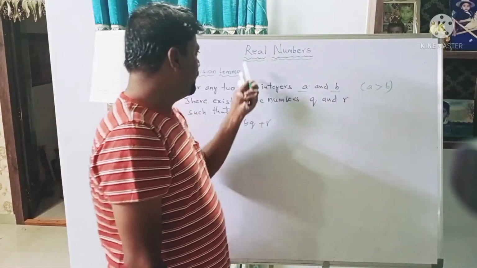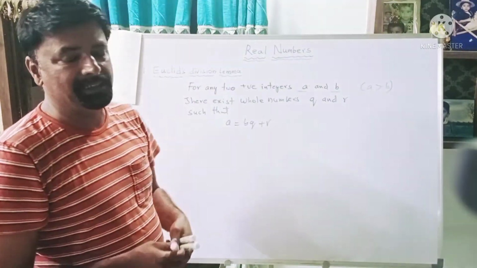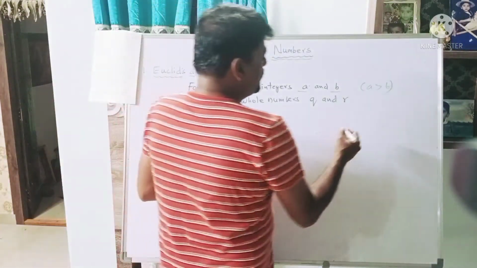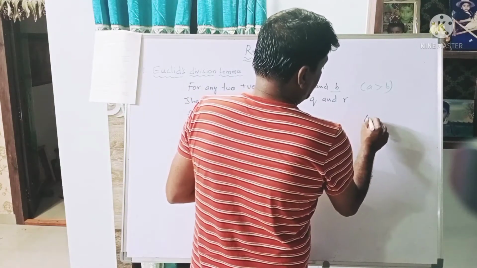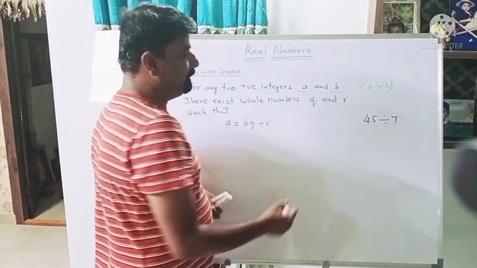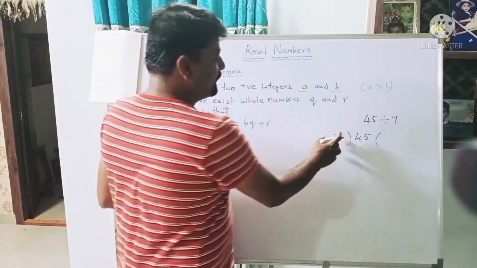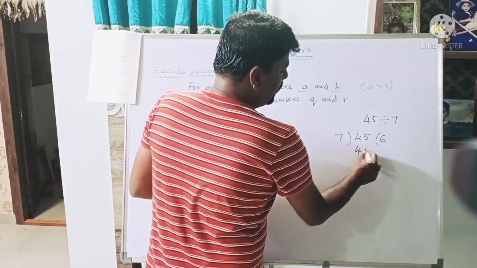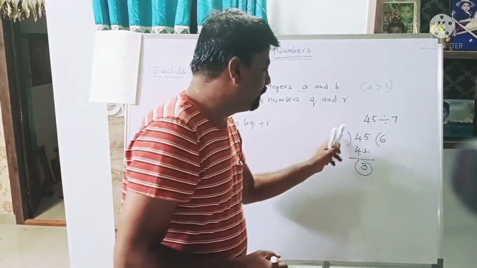In 10th class it is given as Euclid's division lemma, but in 5th and 6th class we already learned the division algorithm. For example, 45 is divided by 7. 7 fives are 35, 7 sixes are 42. Here you will get remainder 3. So this is the division process when 45 is divided by 7.